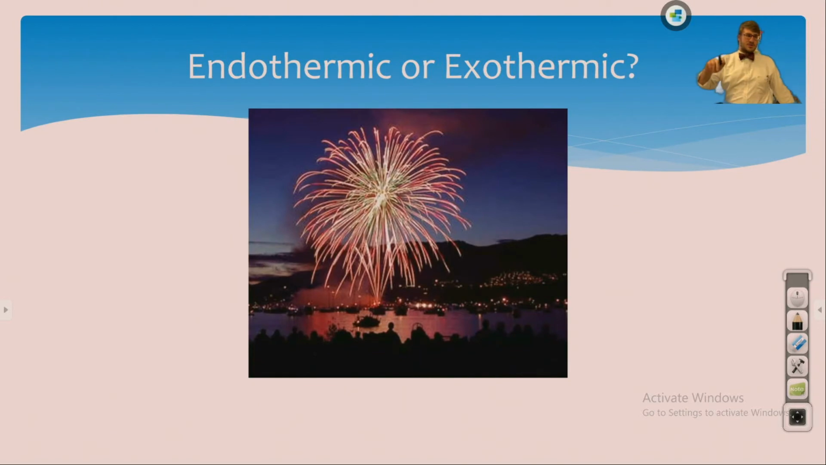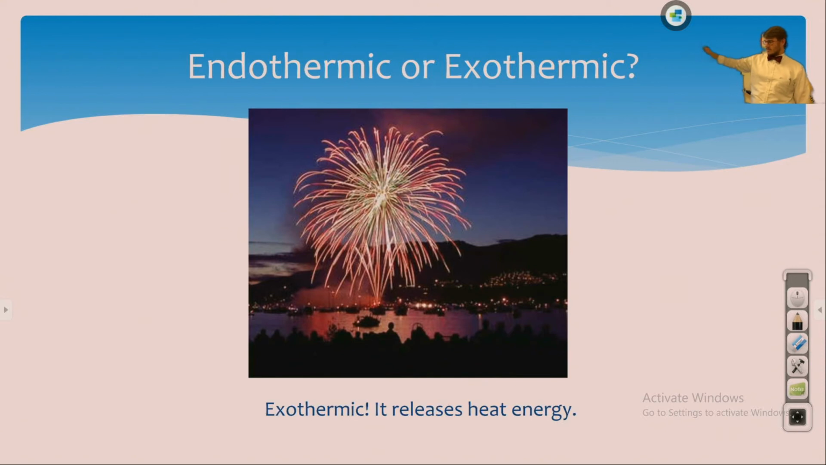So quickly, let's do some quick practices. Endothermic or exothermic? Fireworks. Exothermic releases heat energy very fast. And once again, with exothermic, one reaction releases energy, and the released energy can actually become the activation energy of the next set of molecules. So this creates chain reactions or explosions.